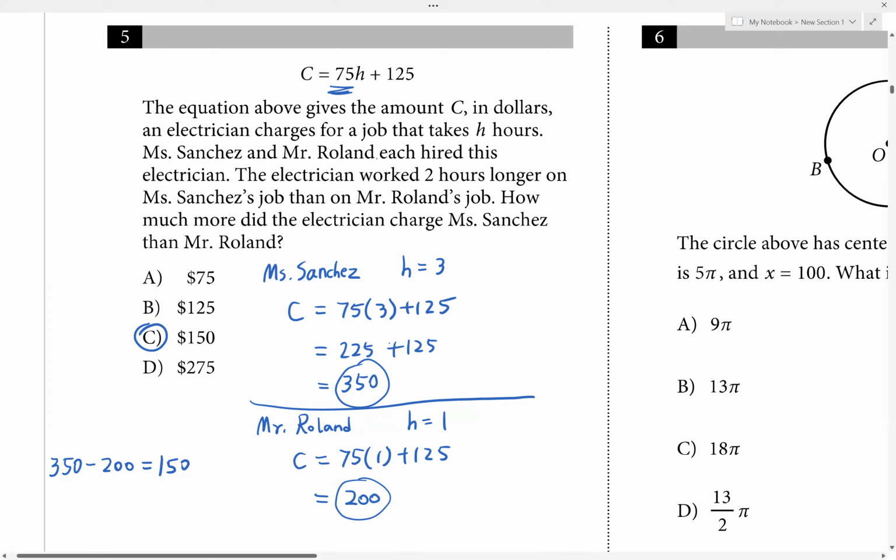But if you're not sure about interpreting the equation, we can definitely plug in numbers and verify. If you pick different numbers to begin with, as long as the difference is 2 for the H value, then the C value should differ by 150.